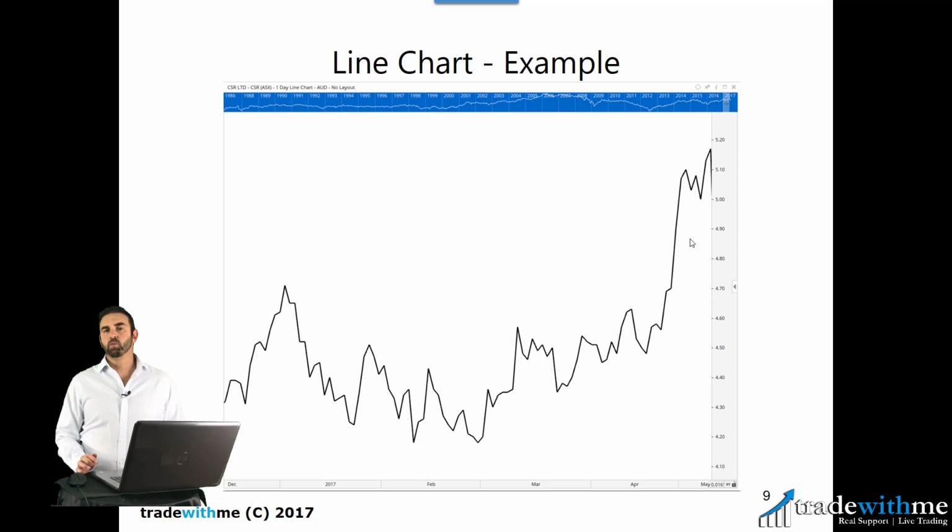Another example is what's called a line chart. You'll see a lot of these in newspapers, maybe even on TV. It's a very basic way of looking at what the chart looks like.